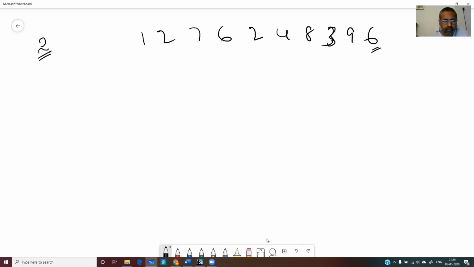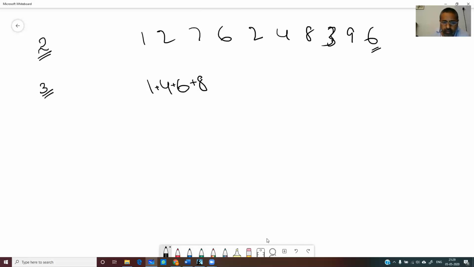Right? Now, let's look at 3. How do you say a number is divisible by 3? Let's say 1, 4, 6, 8. Is it divisible by 3? How do you do that? You add up these digits. And if this sum is divisible by 3, then we say it is divisible by 3.